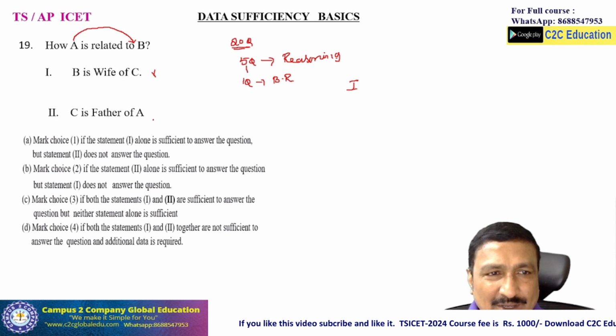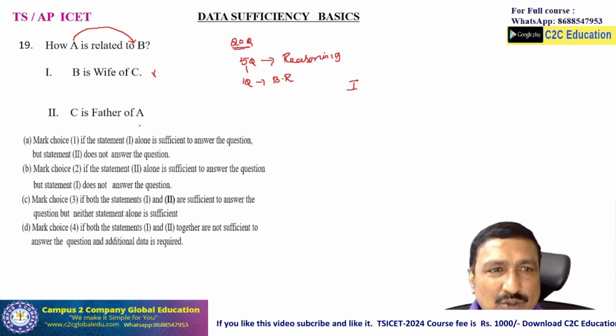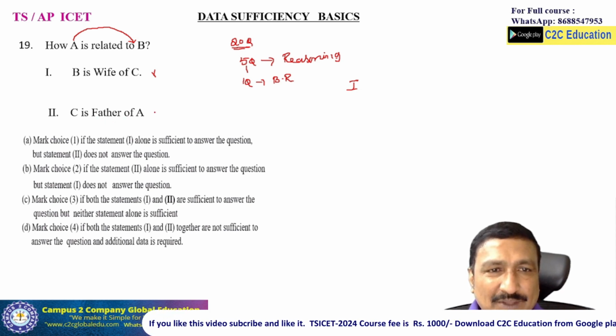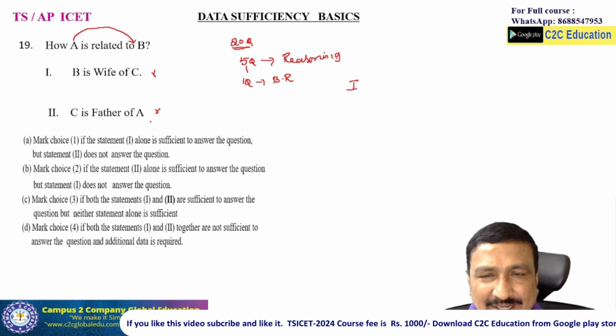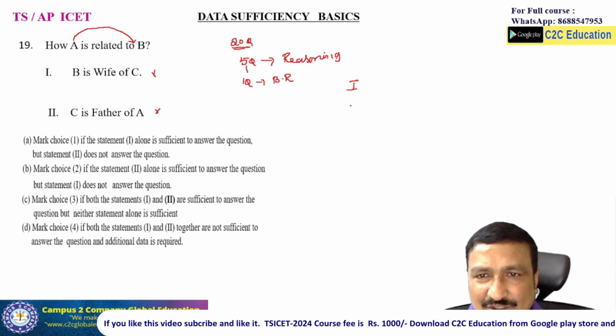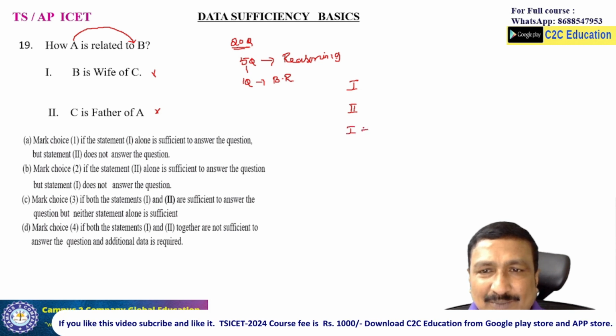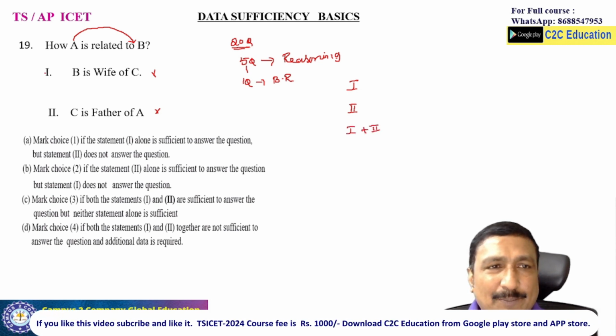C is the father of A means the second statement we can also rule out directly, because we don't have any relation between A and B. So the first statement is not sufficient, and the second statement is also not sufficient. Now you will combine. So if you combine the first statement and the second statement, what will happen?